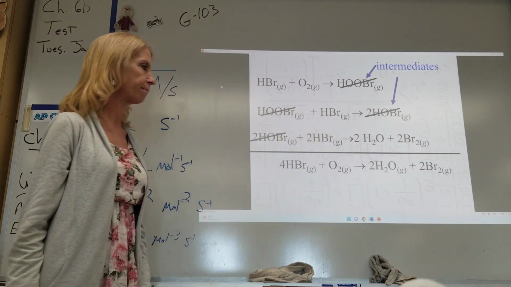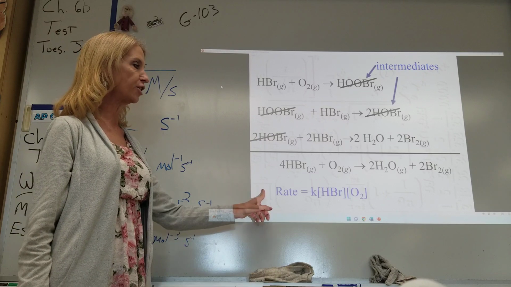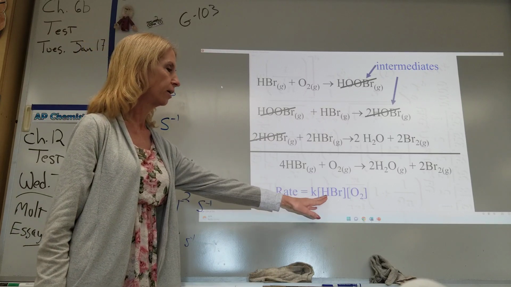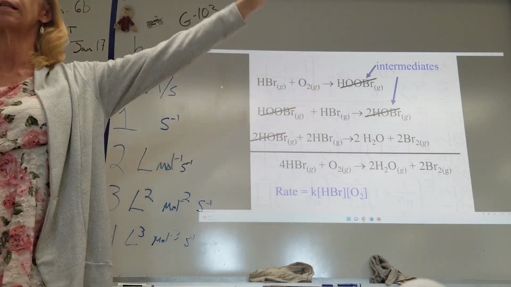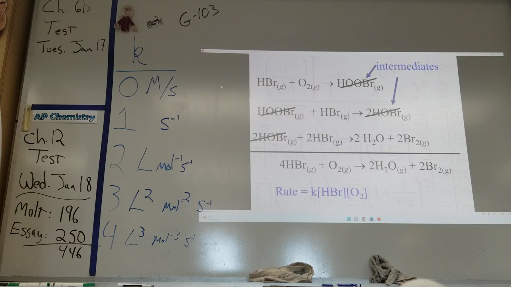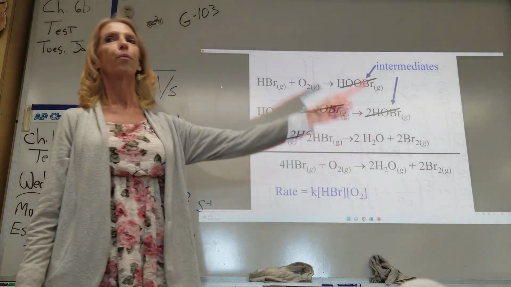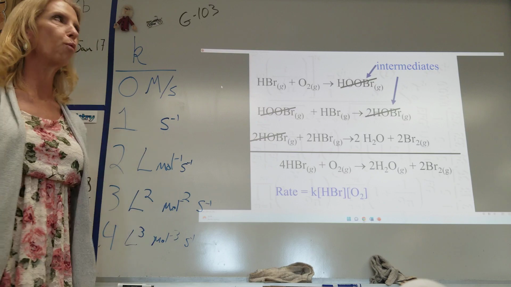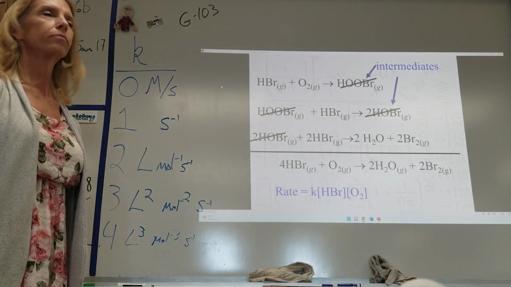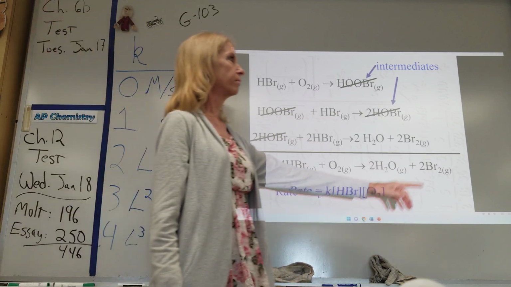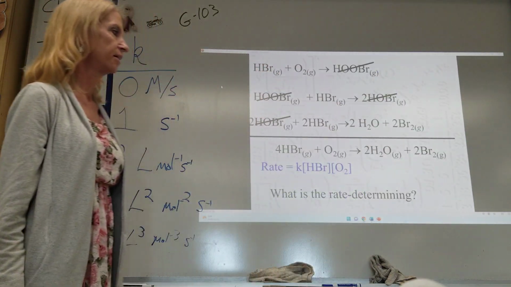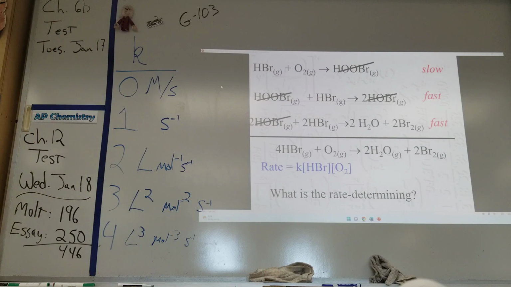Hypobromous acid, same thing. Now, the rate law is first order in HBr and first order in oxygen. Label these fast, slow, slow, fast, slow. Label them faster, slow. Label all three steps. There is one rate determining step. These two must collide prior to the rate determining step. Okay, and what's the answer? Slow, fast, fast.